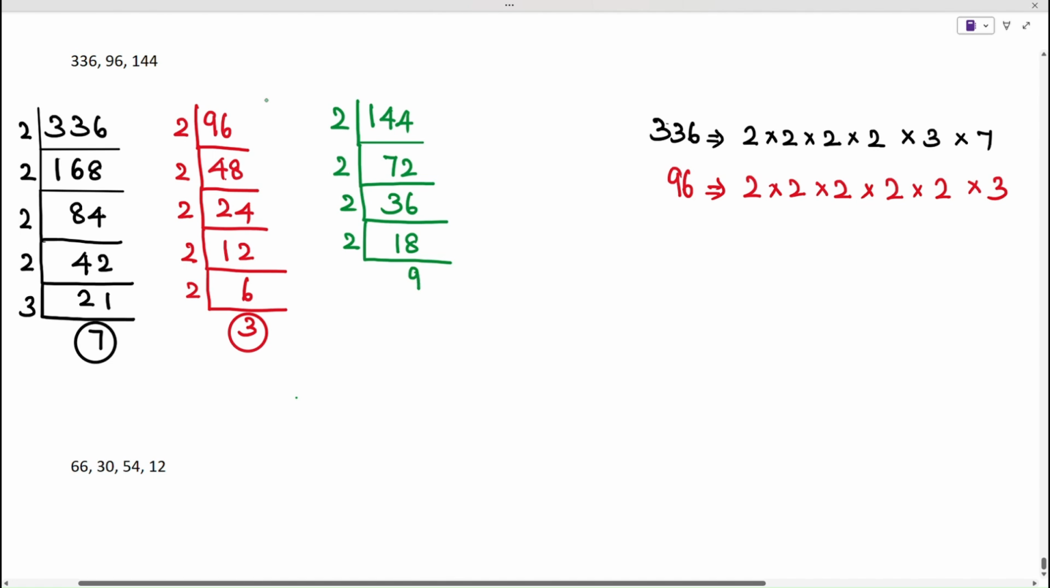And we now know that 9 is a multiple of 3, so we can now divide this by 3, and we're left with 3 remaining. 3 is a prime, so we're going to stop there, and we're going to write out 144 as a product of its primes. So this is 4 2's multiplied together, and then we'll multiply 2 3's.